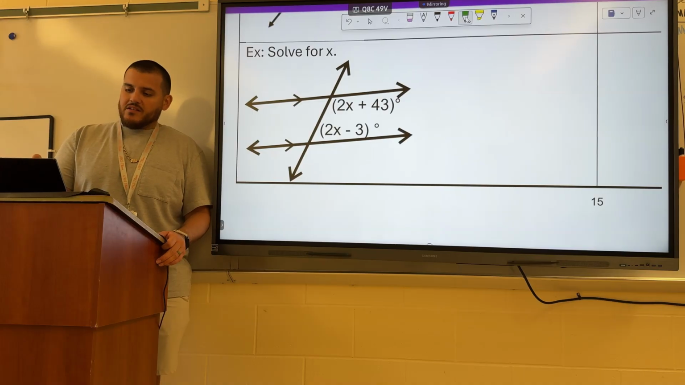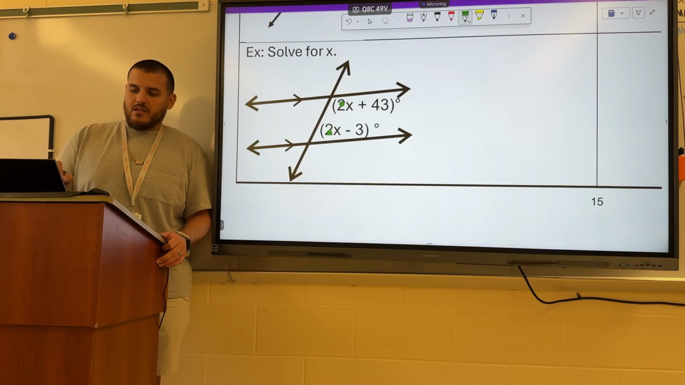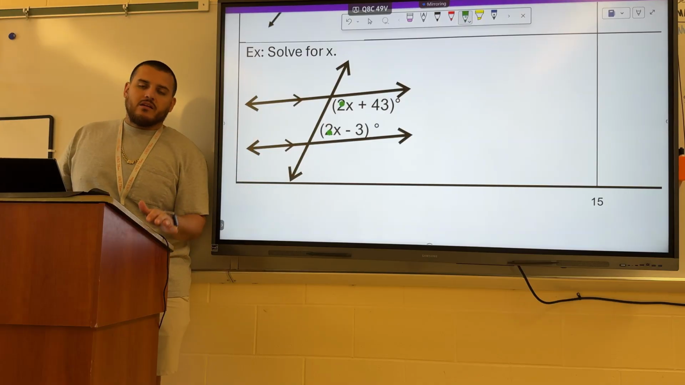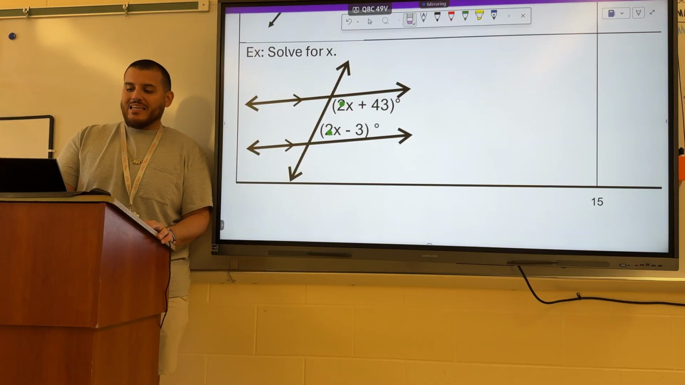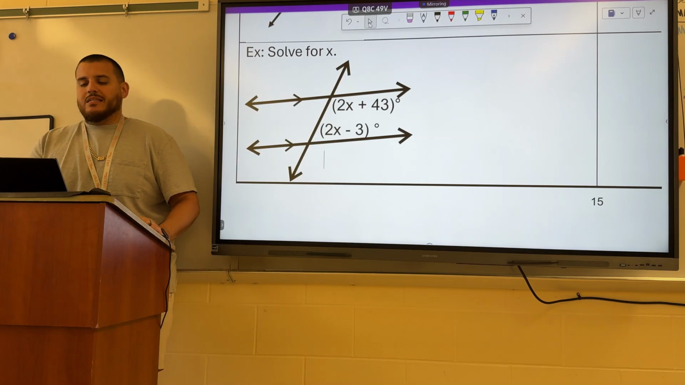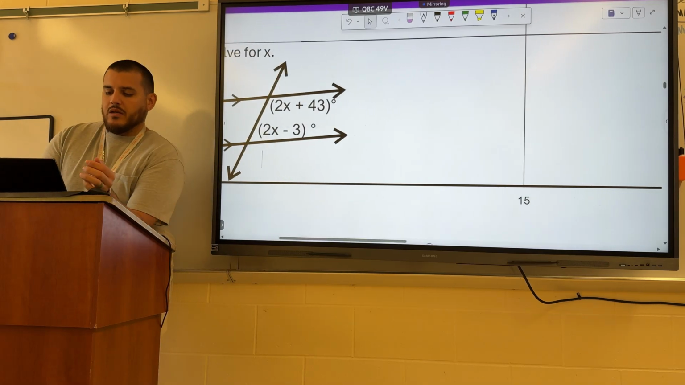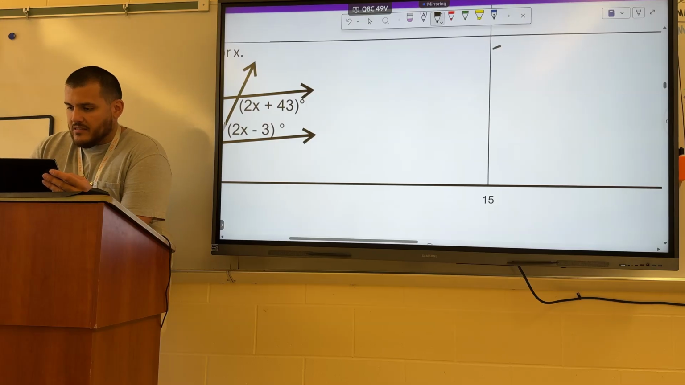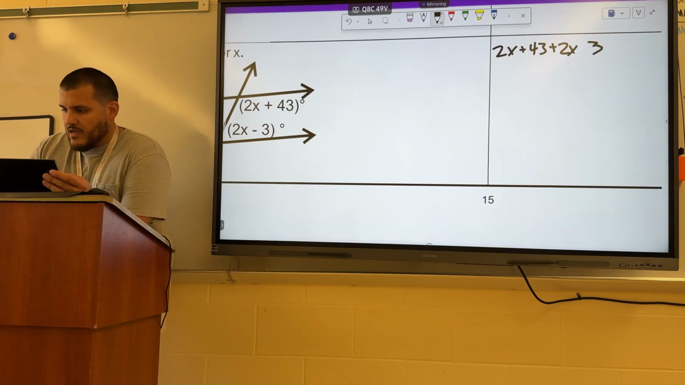I have to recognize these are in the interior of my parallel lines, and they're both on the right side of the transversal. That makes them consecutive interior angles, and we're learning right now that on parallel lines, consecutive interior angles are supplementary to each other. So that means that 2x plus 43 plus 2x minus 3 has to add up to 180 degrees.